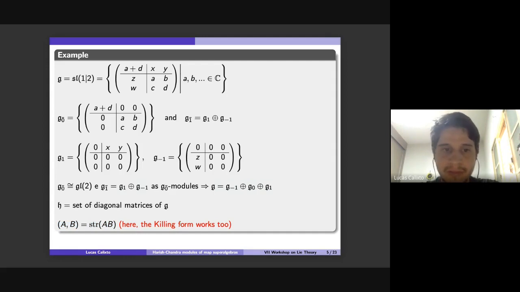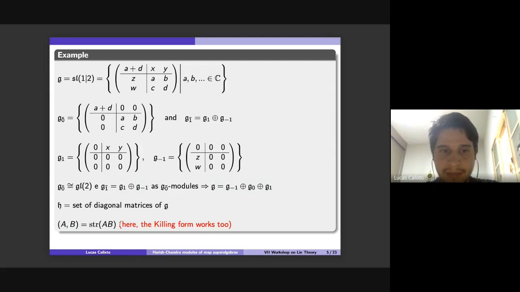And I want to notice that in this example, SL12, the Killing form would work too. So the Killing form in the usual sense. Not quite the usual, but pretty much the usual. We would look at the supertrace of the adjoint of A times adjoint of B.